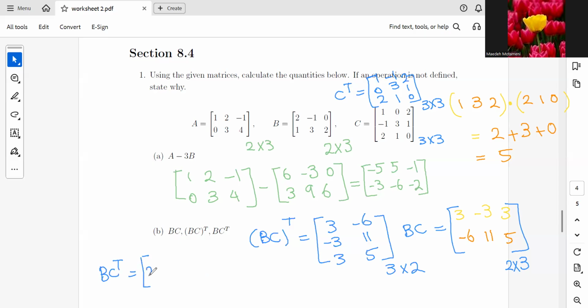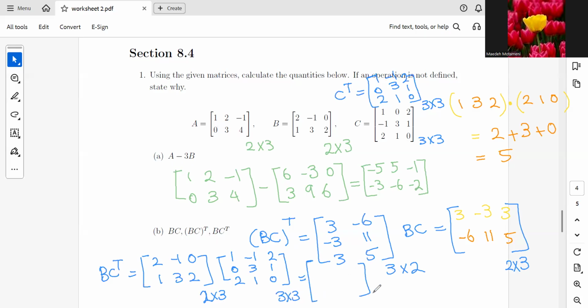It means 2, -1, 0, 1, 3, 2, which is of the size 2 by 3, and 1, 0, 2, -1, 3, 1, and 2, 1, 0, which is of the size 3 by 3. So the answer would be of the size 2 by 3. And we know how to multiply the matrices now.